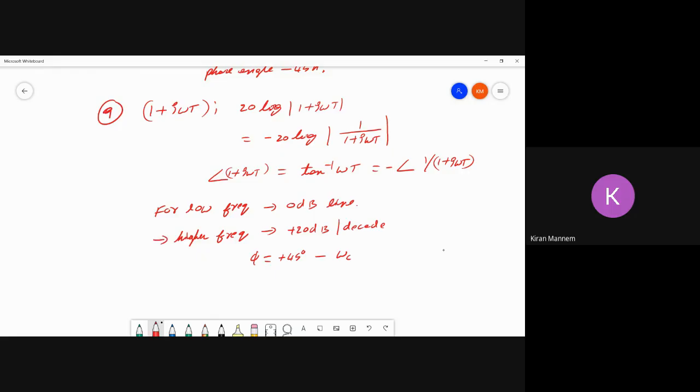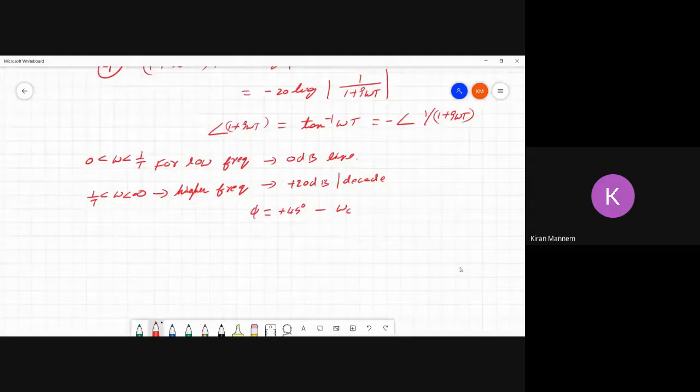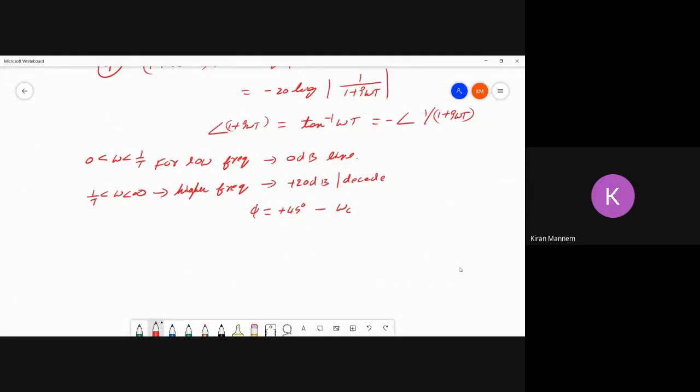And higher frequency means the value is 1 by t less than omega less than infinity. Lower frequencies means 0 less than omega less than 1 by t. Right. So this is about the zero basic factor. Similarly, we can also draw the Bode plot for the 10th basic factor, which is (1 plus j omega t) to the power of n.